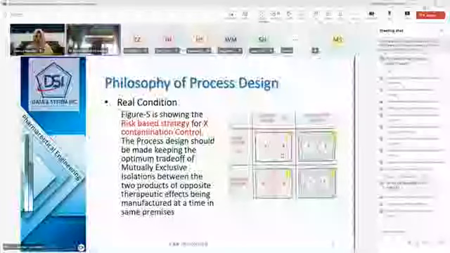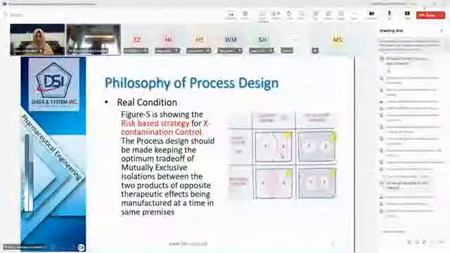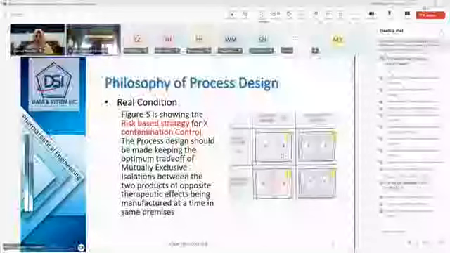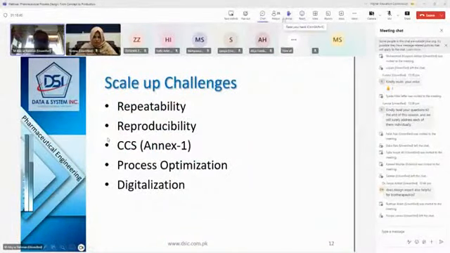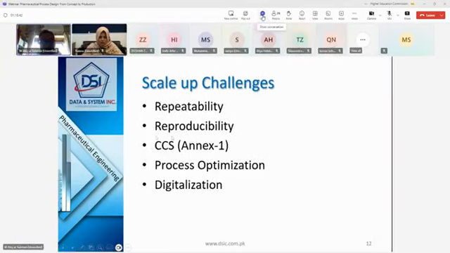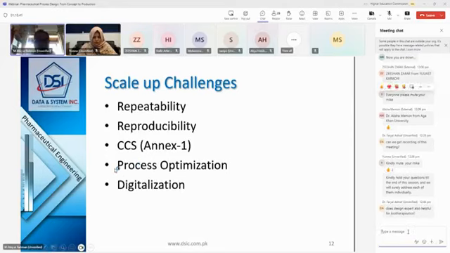Another thing is the CCS. CCS is the contamination control strategy, which is the outcome of Annex 1. Annex 1 is a document released in 2022, and this document is widely accepted by all the regulatory agencies, including FDA. Then the fourth thing is process optimization, how you are fine-tuning your processes, and digitalization of the processes. There is something pertaining to 21 CFR 111.